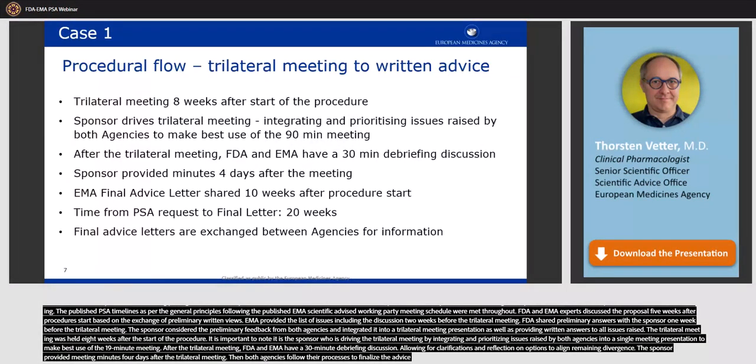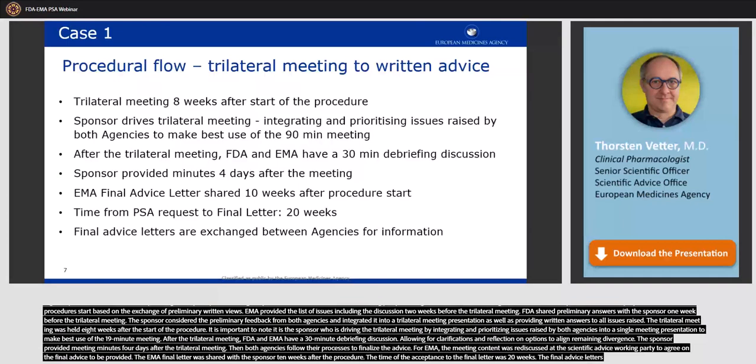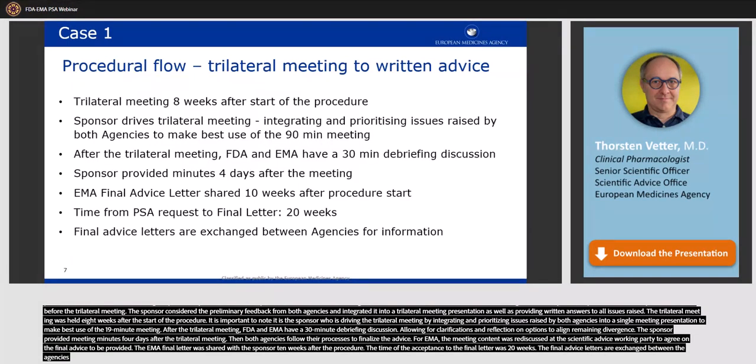For EMA, the meeting content was rediscussed at the Scientific Advice Working Party to agree on the final advice to be provided. The EMA final advice letter was shared with the sponsor 10 weeks after the start of the procedure. So the time from PSA request acceptance to the final letter was 20 weeks. The final advice letters are exchanged between the agencies after adoption for information.